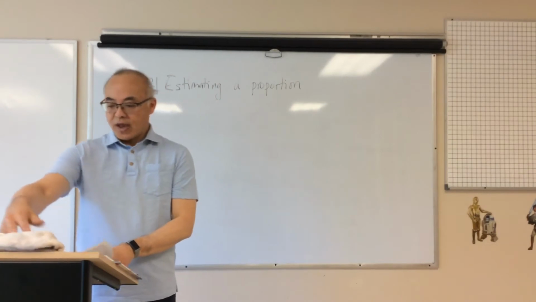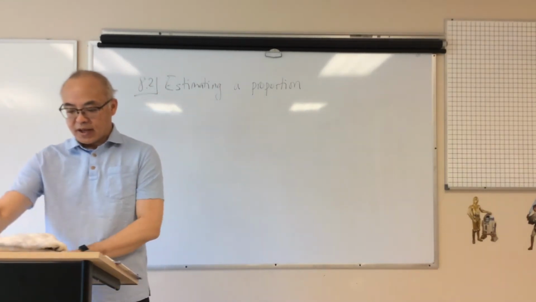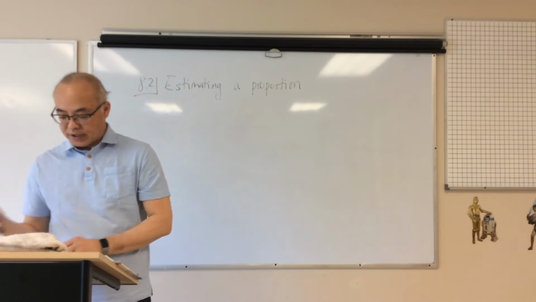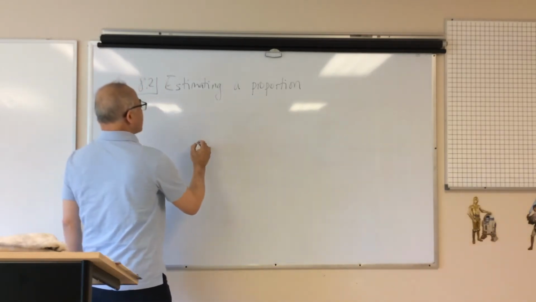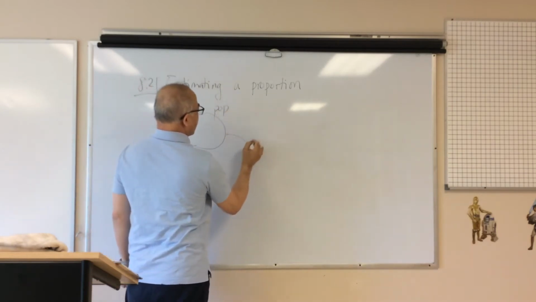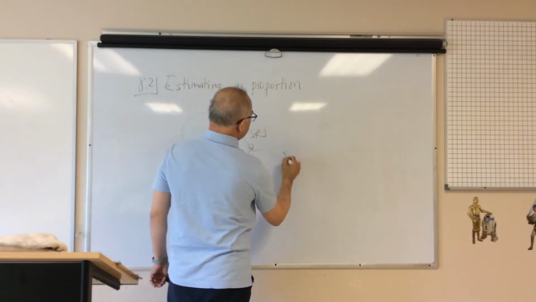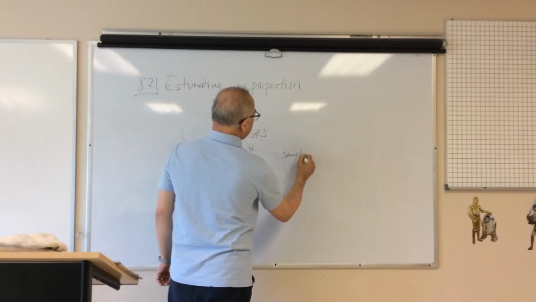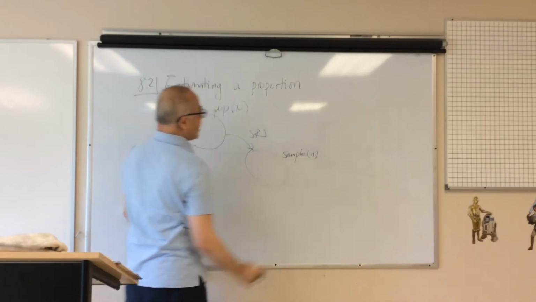Okay, so we're going to do 8.2 today. 8.2, estimating a population proportion. Estimating a population proportion is basically this. From a population, we're going to take a simple random sample, and we end up with a sample here. Population size N, sample size n.